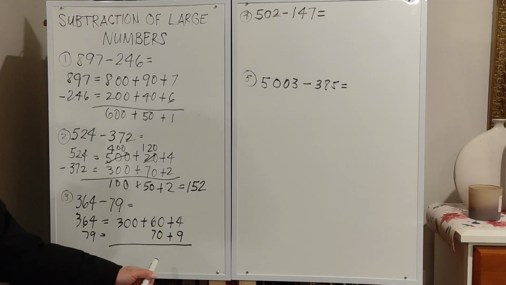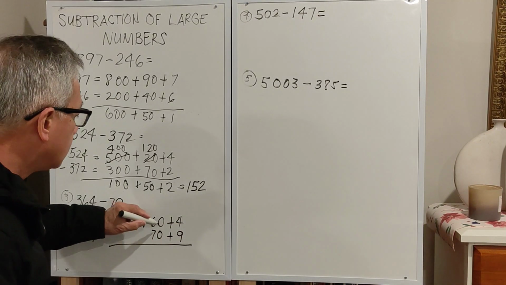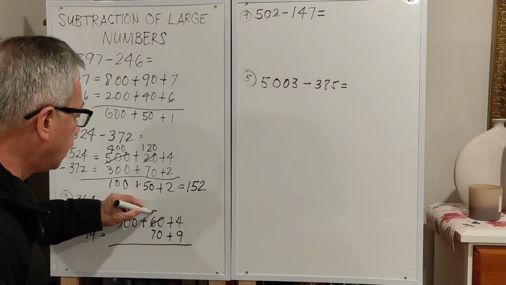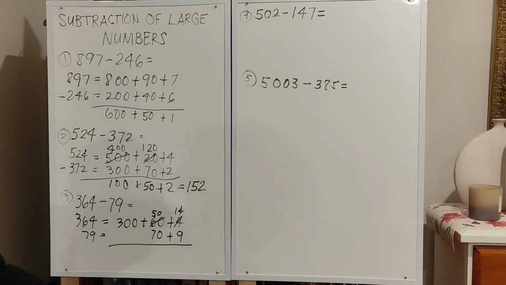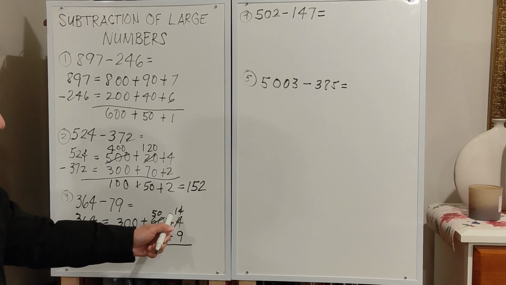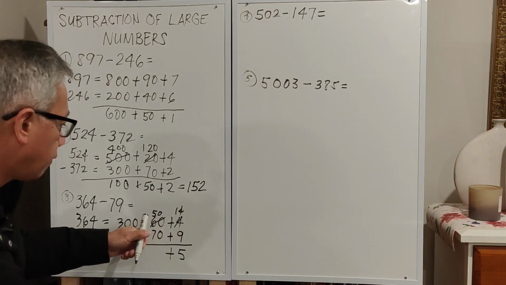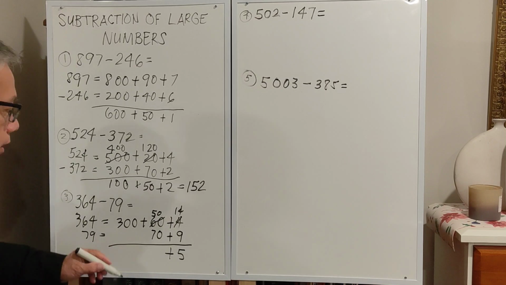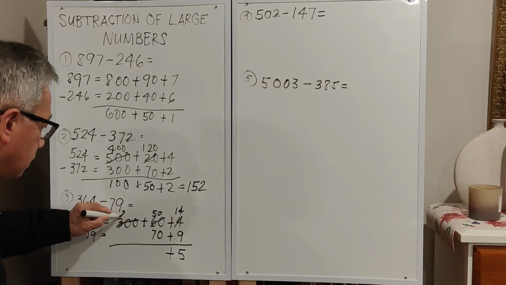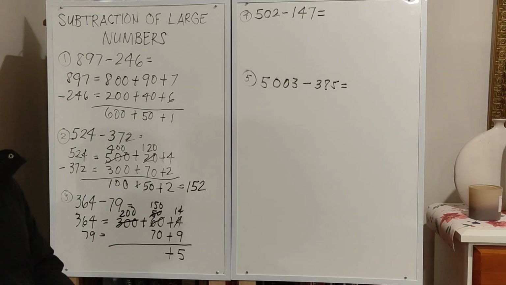So 4 minus 9, we cannot subtract. So 4 had to borrow from 60. 60 will now become 50. And then 4 becomes 14. We can now subtract. 14 minus 9 is 5. And then 50 minus 70, we cannot subtract. So 50 has to borrow from 300. 300 now becomes 200. 50 now becomes 150.